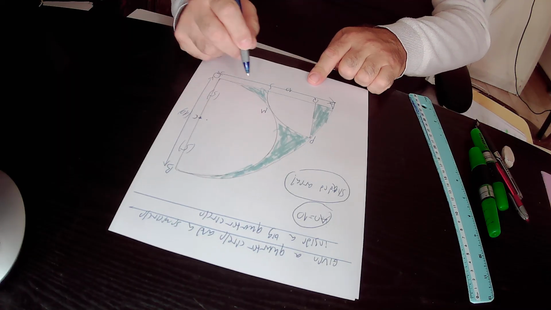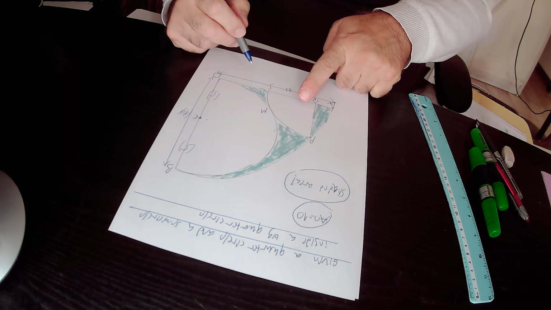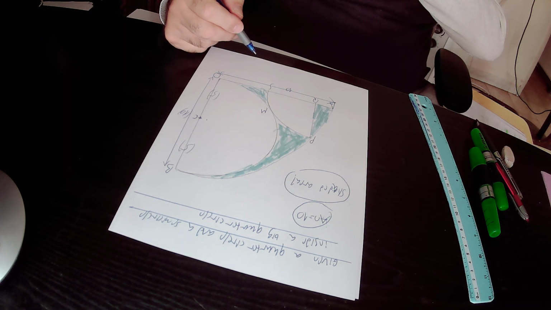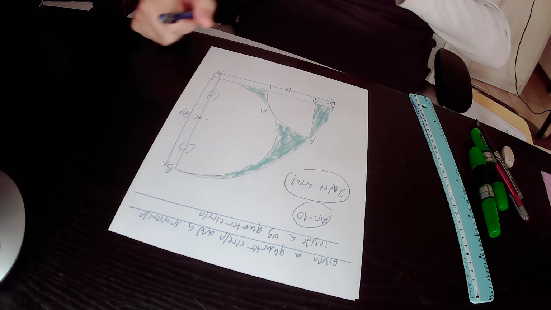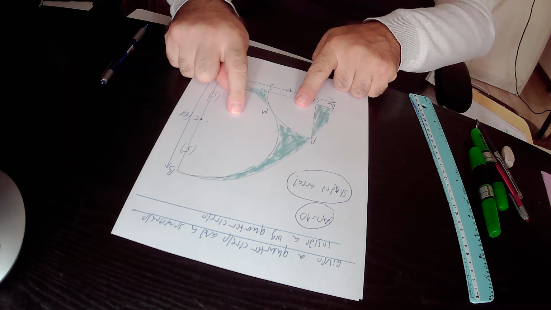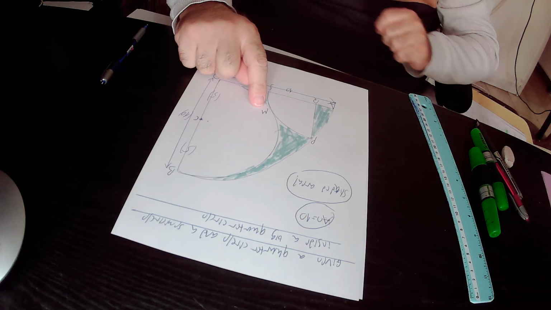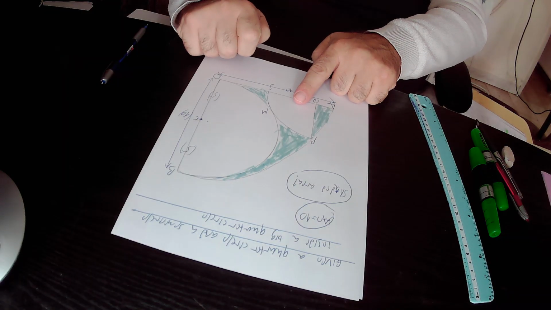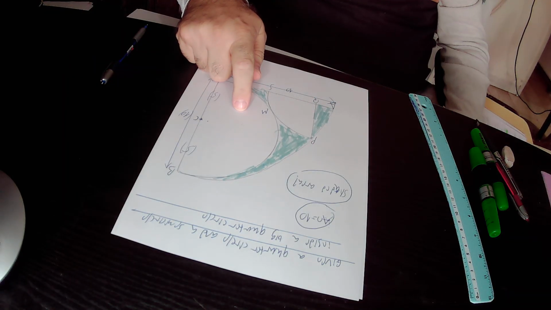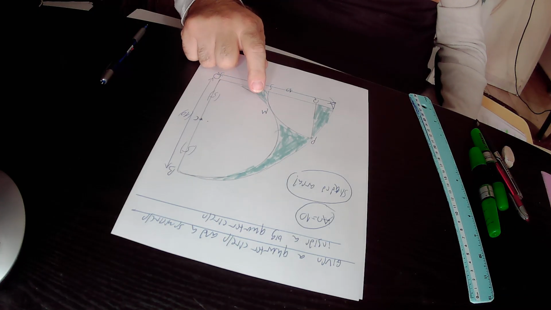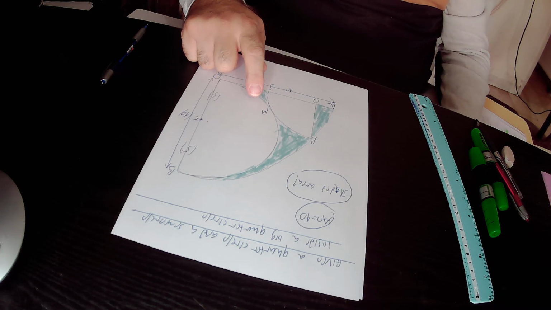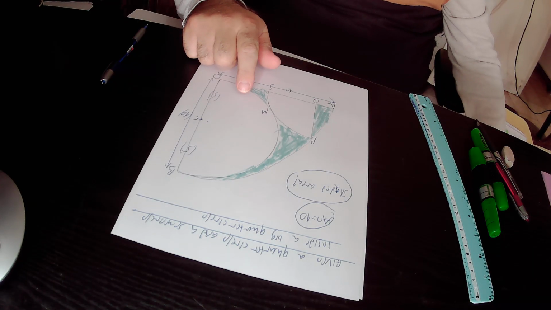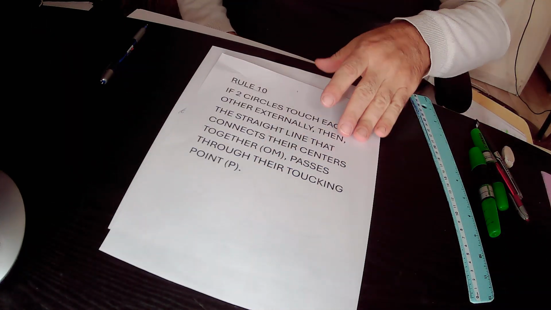Repeat again. Point M is the touching point of this small quarter circle with this big semicircle. So those two shapes touch each other externally at point M. That is to say, this is the small quarter circle that touches this big semicircle externally at point M. And whenever you have an external touching point between two shapes, you can implement rule 10. So let me repeat quickly rule 10.